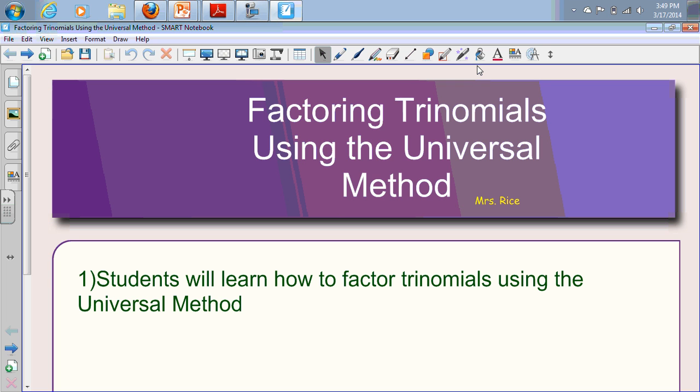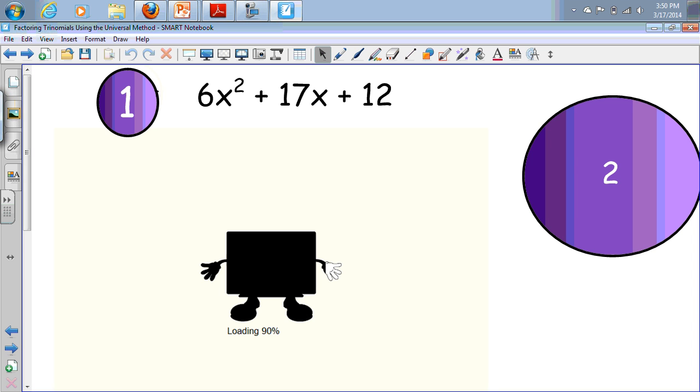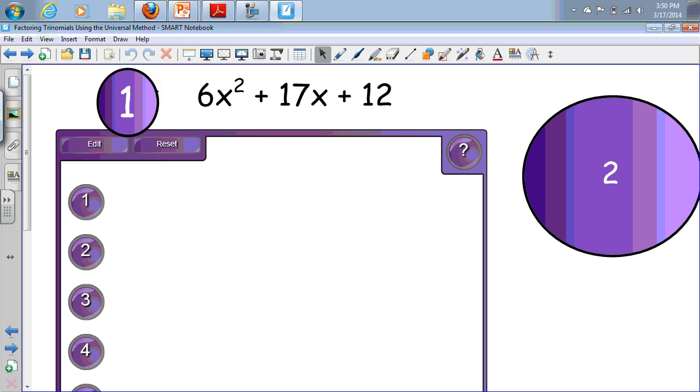Okay, so I have 2 examples that I'm going to use with you. It might seem a little cumbersome at first, but I think you'll find that this method is the go-to one. It's the one I like to use. Okay, so we're going to start.